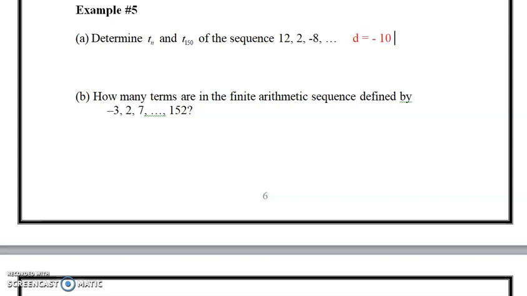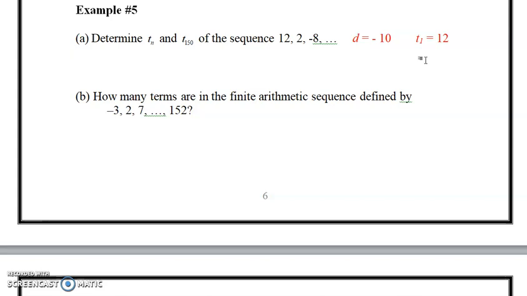equal to negative 10. We also have the first term in the sequence, so t1 is equal to 12. So we know that these are our two pieces of information that we have from the question.